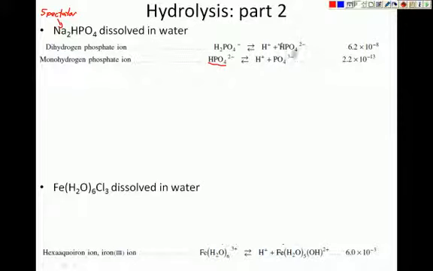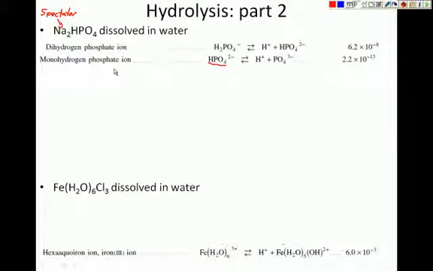We also see that HPO4 can act as a base. HPO4 is going to combine with an H+, or in other words, will combine with water and produce H2PO4 and OH. So it's amphiprotic. Let me write that down.